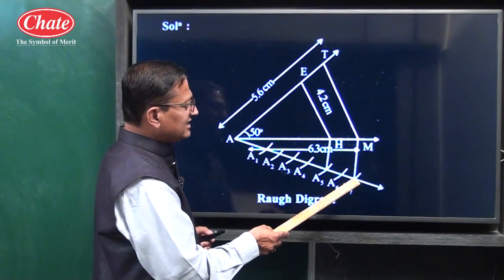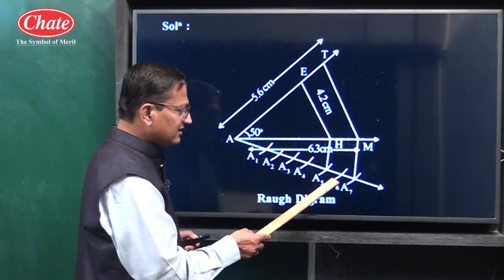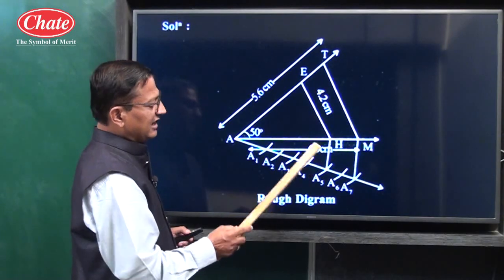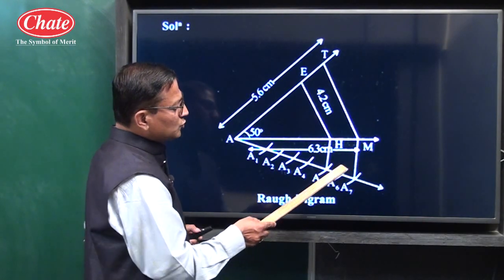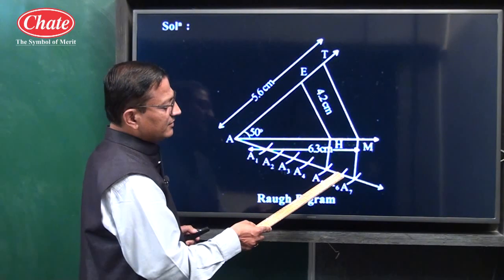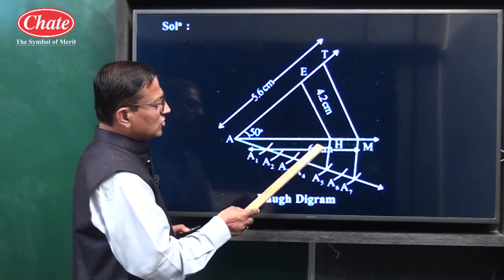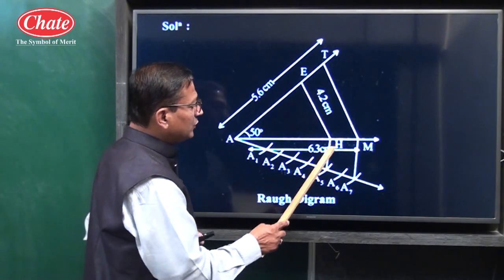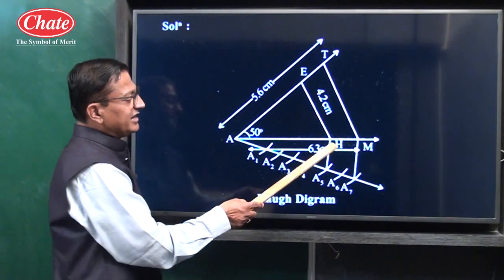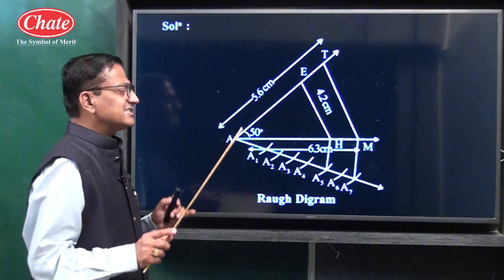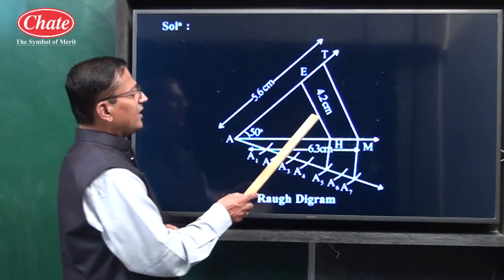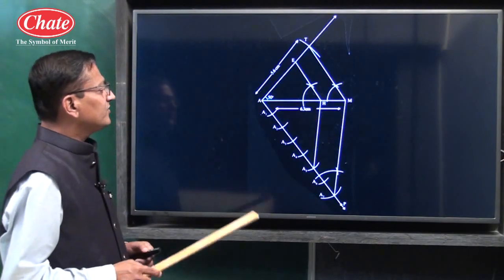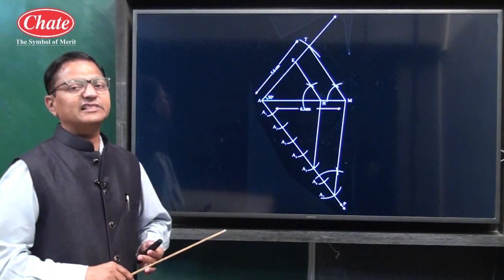Take A7 as a center and draw one arc. Take A5 as a center and draw one arc. These 2 points, take distance by using compass. Draw another arc and then we have to draw A5H. We get point H. Similarly, we can draw a parallel line to MT. So we can draw the diagram like this.